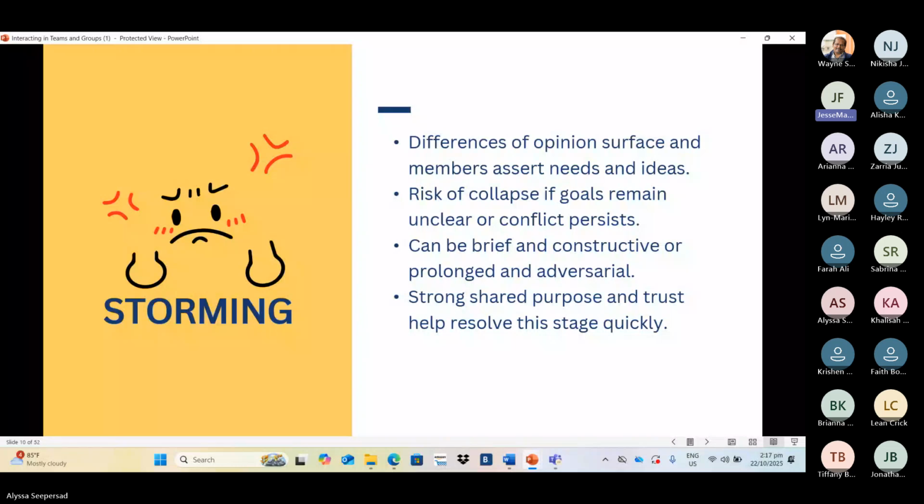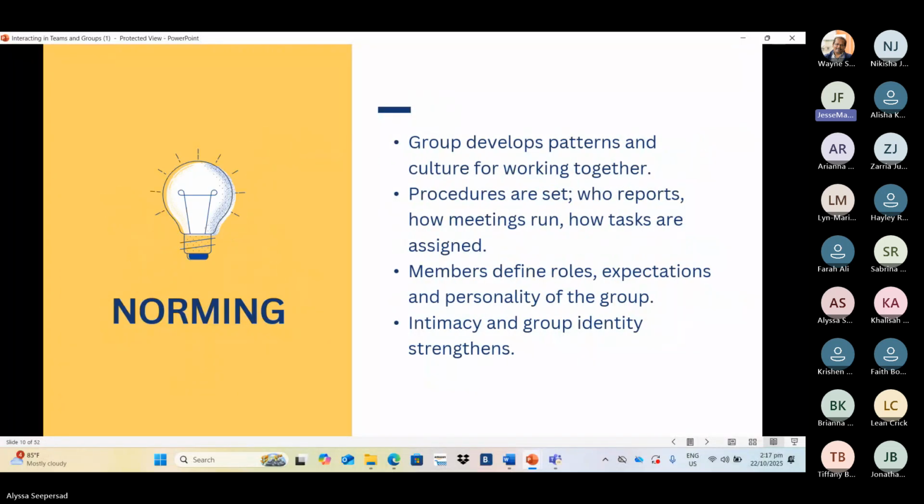So once the group is able to get past these differences, we move on to the norming stage. At this stage, the group develops and establishes a pattern of how it's going to get its tasks done. Certain informal or formal procedures are set, such as who reports what, who is involved with this, how meetings are conducted, and which tasks are assigned to each member.